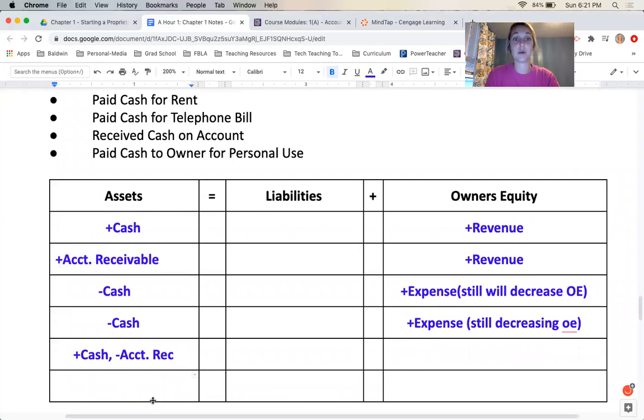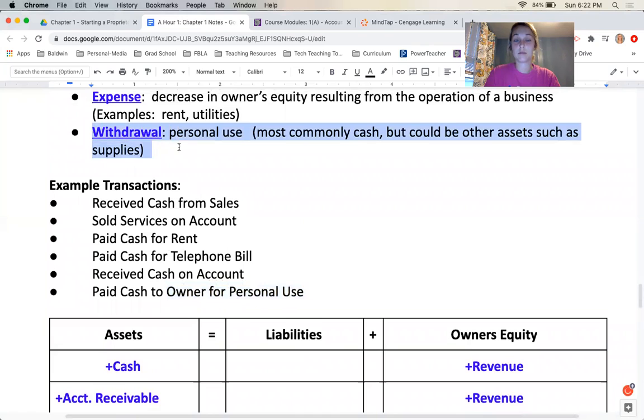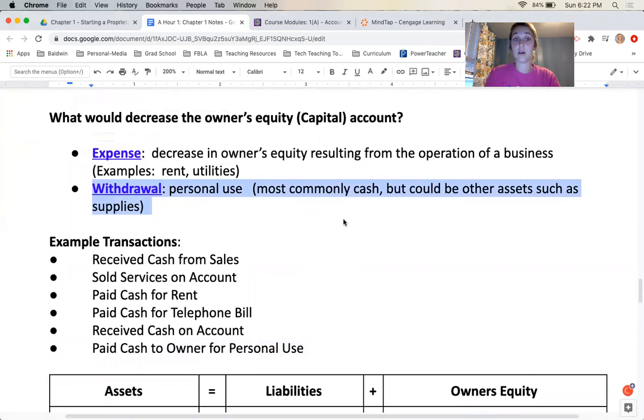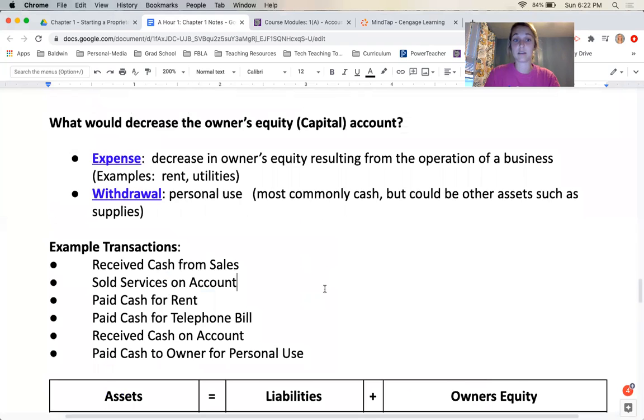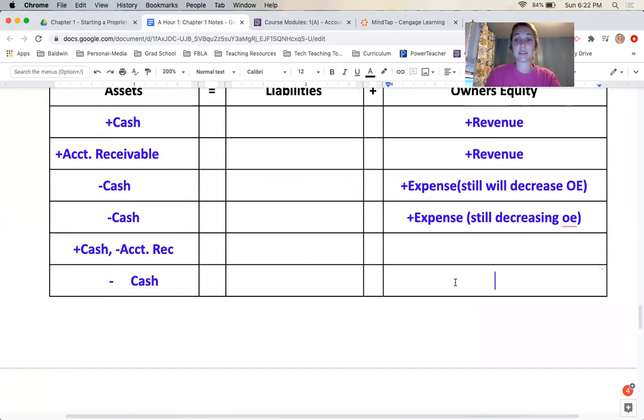All right, last one, we paid cash to the owner for personal use. If we're paying cash out, that's an asset and it's going to go down. To the owner for personal use, that is just simply a withdrawal. So that makes our owner's equity capital account decrease. This is the same as expense. So we're going to now incur a withdrawal amount in the owner's drawing, but it's like a negative number. So it will still decrease owner's equity in the end.